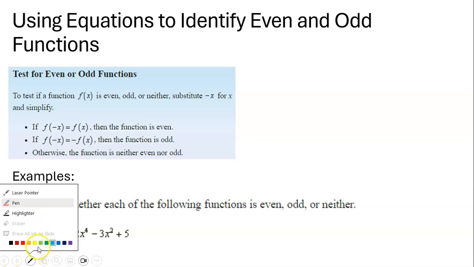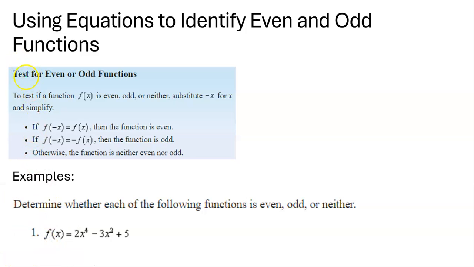Okay, let's pick a different color. So, testing for even or odd functions: if f of negative x is equal to f of x, it's even. If f of negative x equals negative f of x, it's odd. This is much, much better in the examples. So let me do a couple.